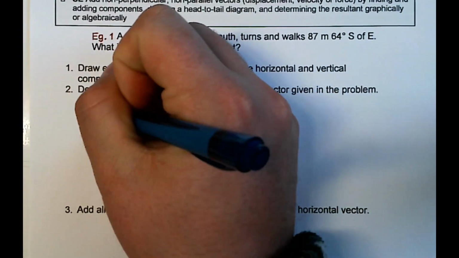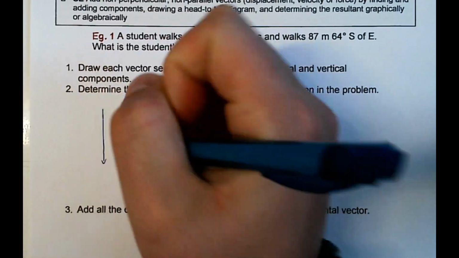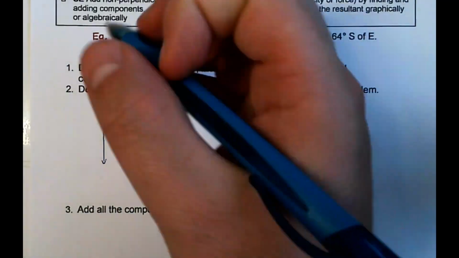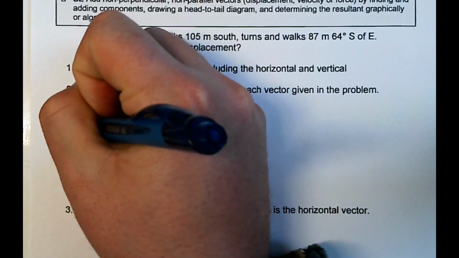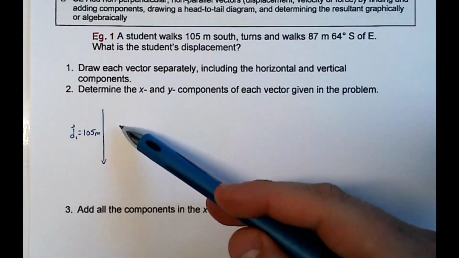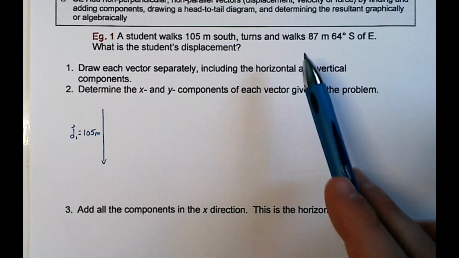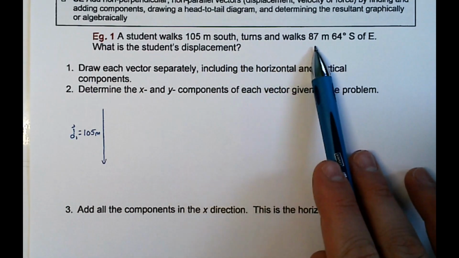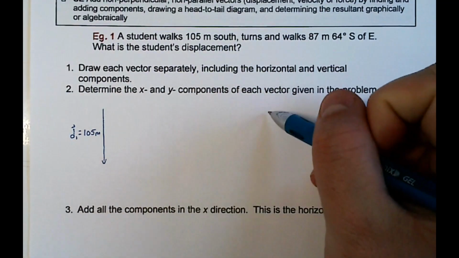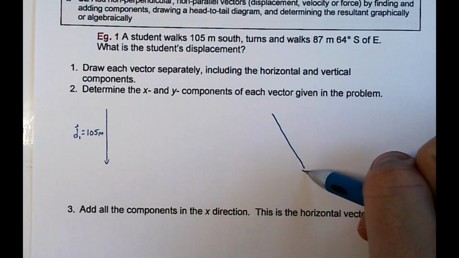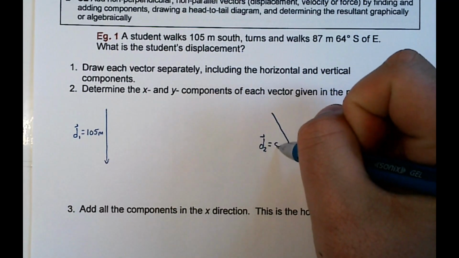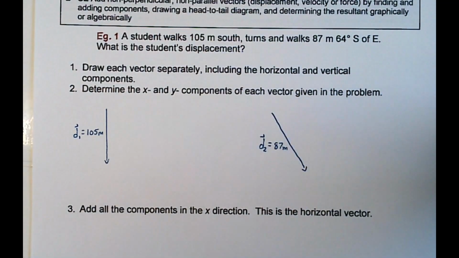So in our first displacement, or on his first leg of the walk, he travels 105 meters south. So that displacement 1 is equal to 105 meters south. He's just going in the one direction. After he turns and he walks 87 meters at 64 degrees south of east, his second leg of the walk is something like that. We're going to call that displacement 2 is equal to 87 meters.